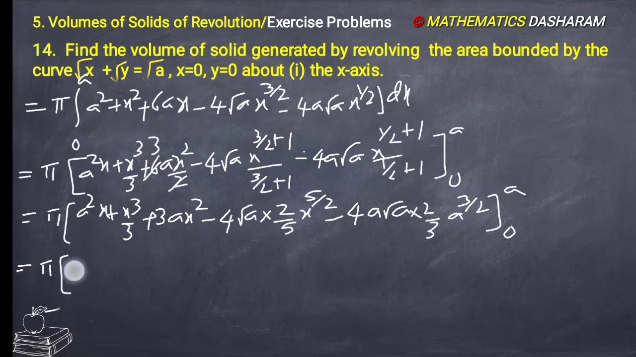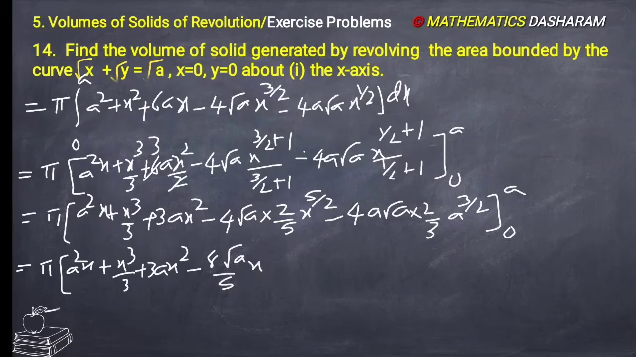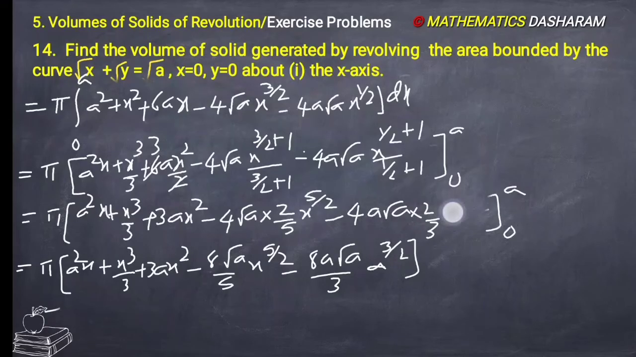So π[a²x + x³/3 + 3ax² − (8√a/5)·x^(5/2) − (4a/... ) ...] Sorry, here it is a to the power of 3 by 2, not x to the power of 3 by 2. x^(3/2), from 0 to a. So now substitute the upper and lower limits.